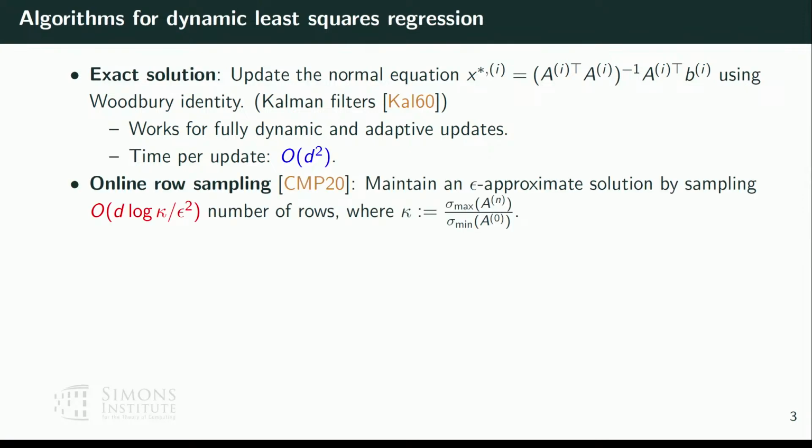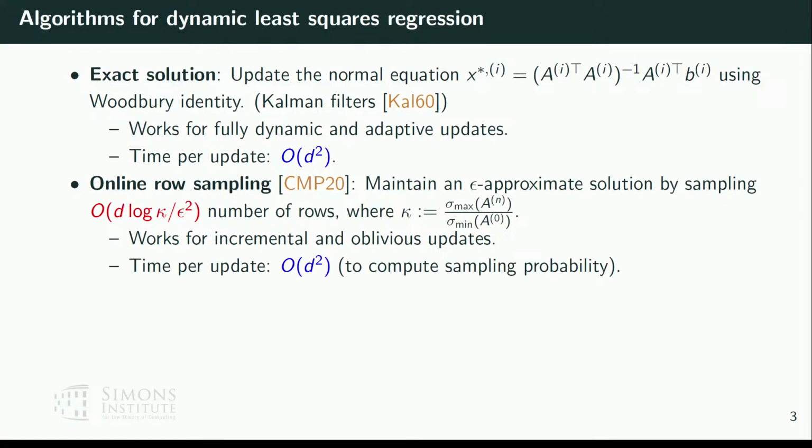But if we're happy with just getting an epsilon approximate solution, then there are more recent results that use online row sampling, where they don't keep all the big data matrix, they just sample a much smaller number of rows. In this paper by Cohen, Musco, and Peng, they show that they can maintain an epsilon approximate solution by sampling d times log kappa over epsilon squared number of rows, where kappa is some condition number of the data matrix. And their algorithm only works for incremental and oblivious updates.